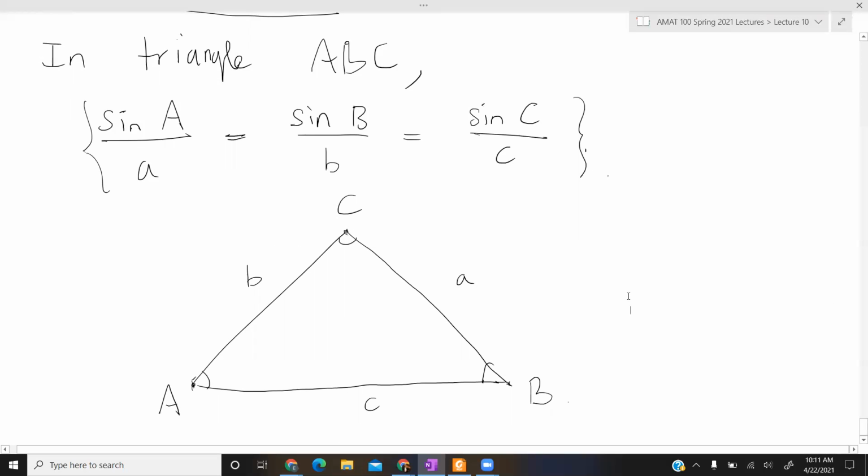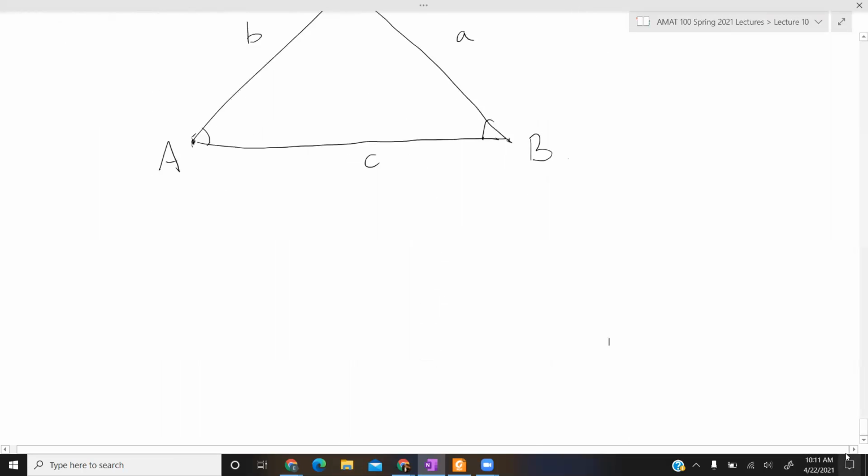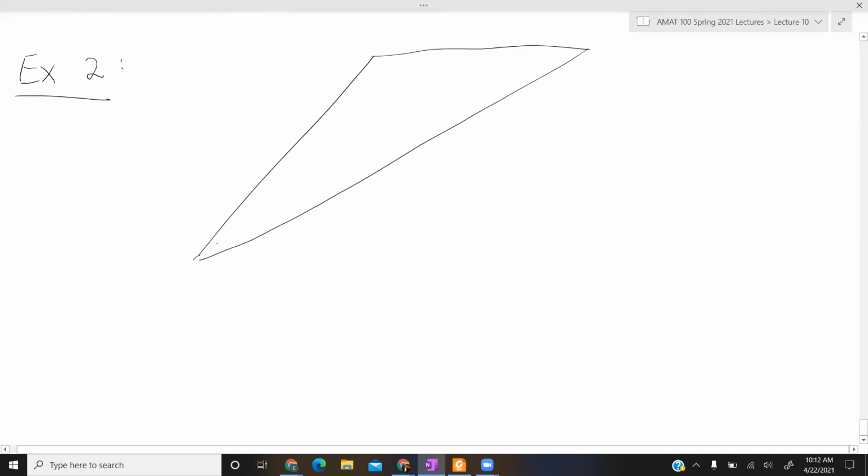So let's look at an example. This is example 2 in chapter 6.5. So the triangle looks something like that. So we have A, and it is a 20-degree angle. Then we have B. B is unknown.